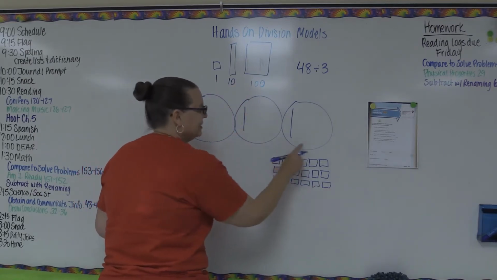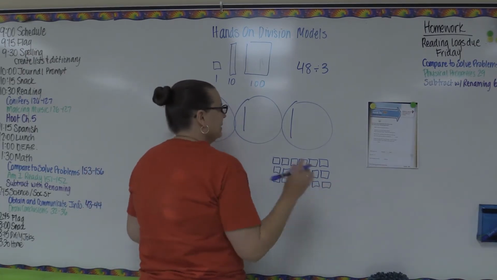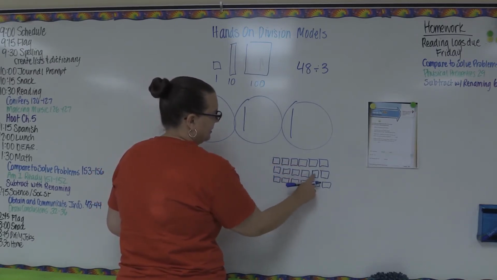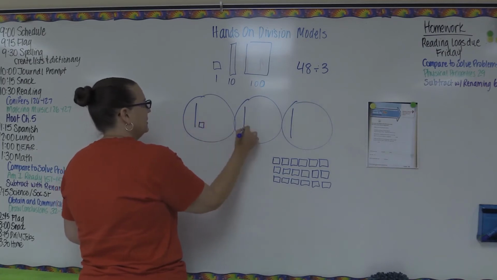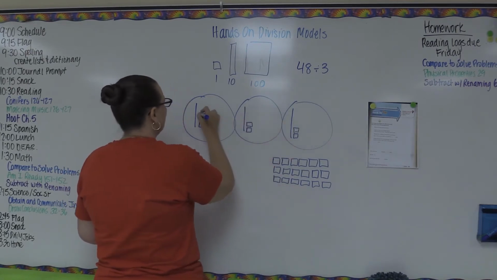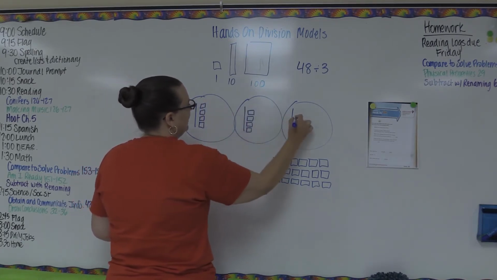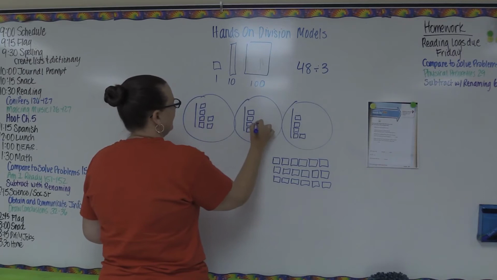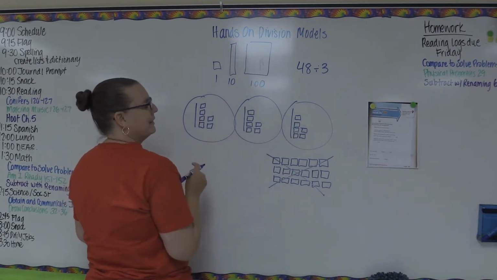Now, we have to distribute these ones into these groups. Let's count how many we have first of all. So we have 1, 2, 3, 4, 5, 6, 7, 8, 9, 10, 11, 12, 13, 14, 15, 16, 17, 18. What I like to do is just start distributing them, one at a time. I've now taken care of this group of ones. I've distributed them among my 3 groups.